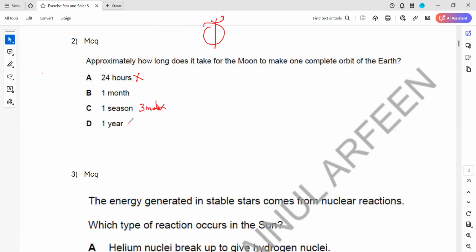1 year means 365 days. That's the time taken by Earth to move around the star, or the sun. But the time taken by the moon to complete one orbit is equal to 1 month, or you can say 29 days, or 28 days is also acceptable. Is it clear? Yes, sir.